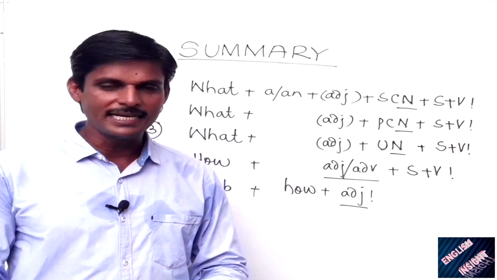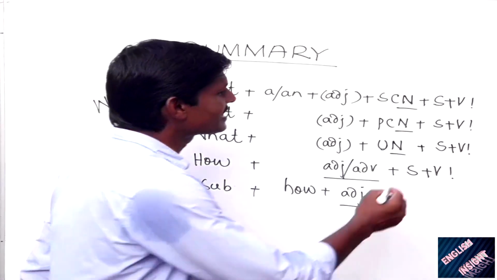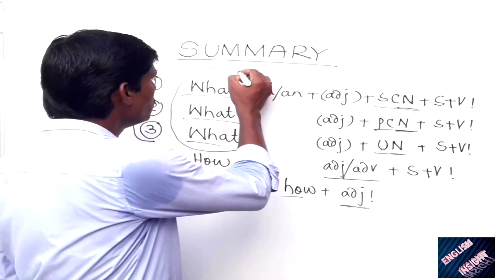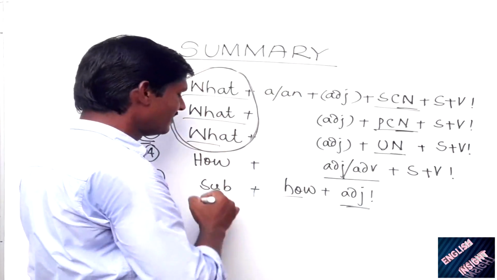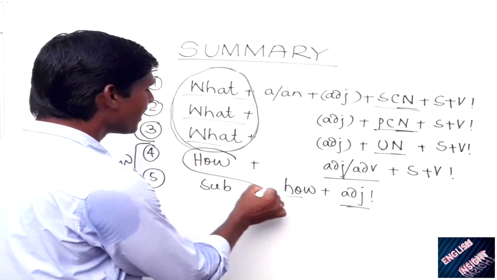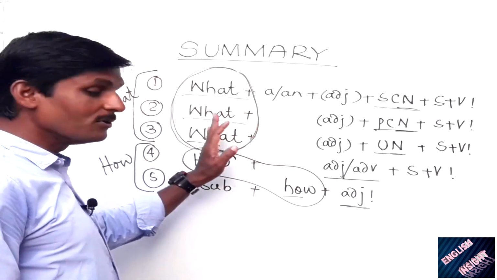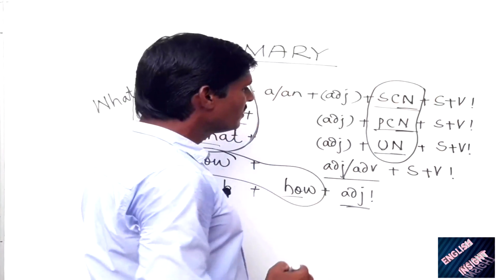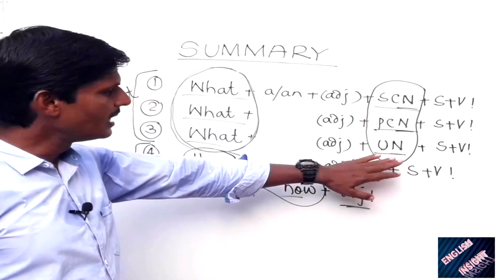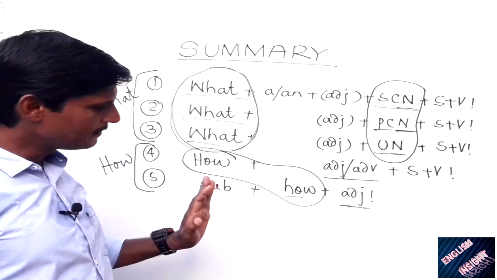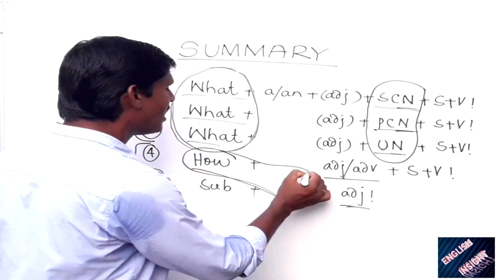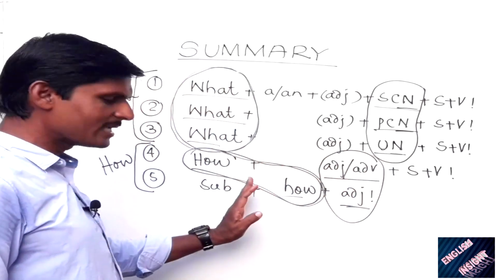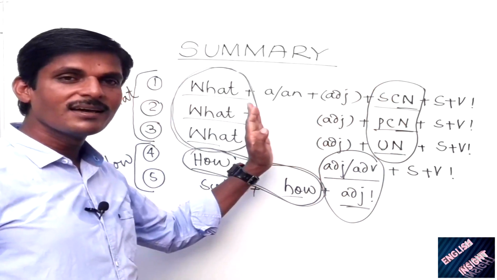At the end of the sentence we should use the punctuation mark, the exclamation mark. If you do not use it, the sentence is completely wrong. The first 3 rules belong to what exclamation, and the last 2 rules belong to how exclamation. When we use what exclamation, there should definitely be the use of nouns. It may be a singular countable noun, a plural countable noun, or an uncountable noun. That means nouns go with what exclamation. When there is the use of how exclamation, there must be the use of an adjective or adverb. So adjectives or adverbs go with how exclamation, and nouns go with what exclamation.